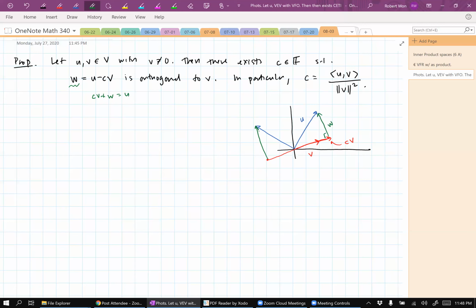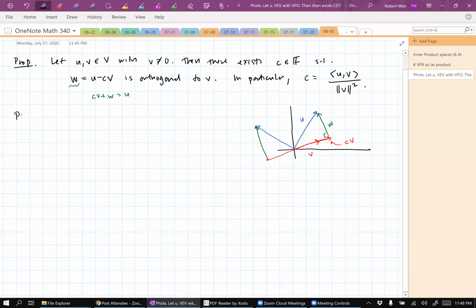Another way that you can think about this theorem is that you can take u and project it onto v. So you just go down at a right angle from u, you project it onto v, and that's some scalar multiple of v. If you take that scalar multiple and you add something orthogonal, you get back to u.